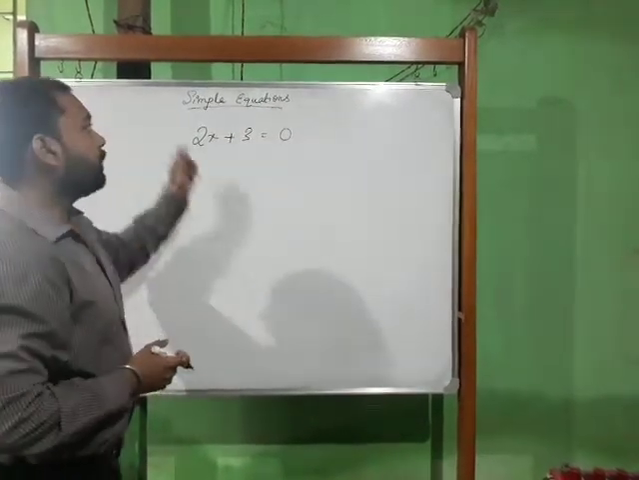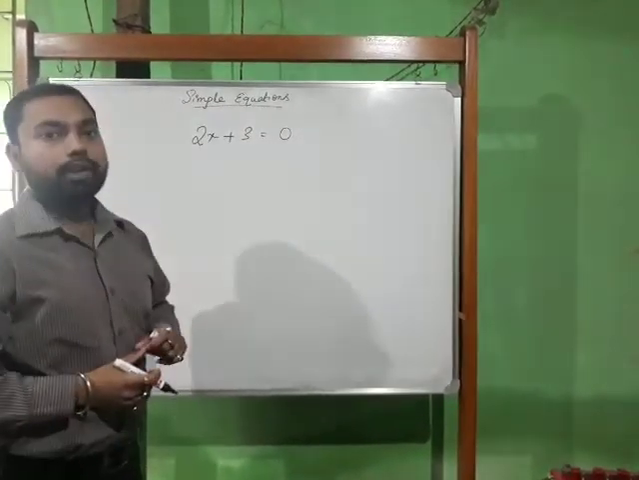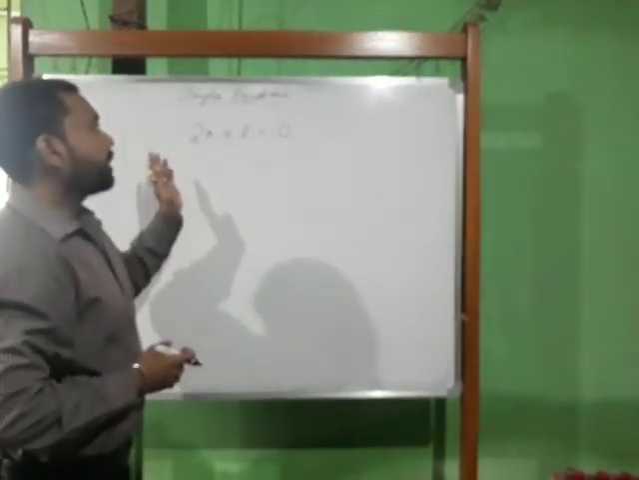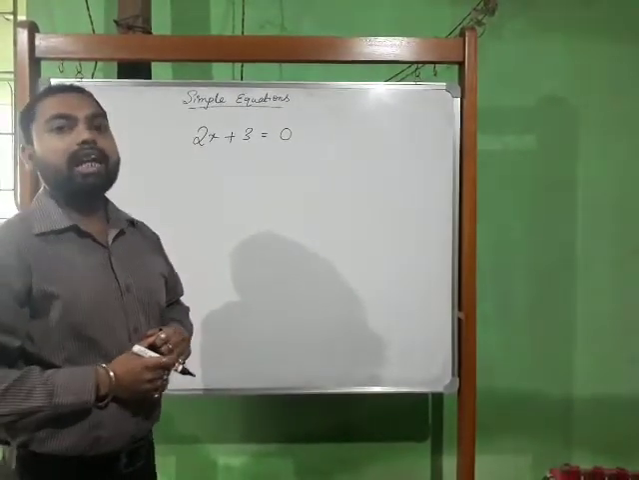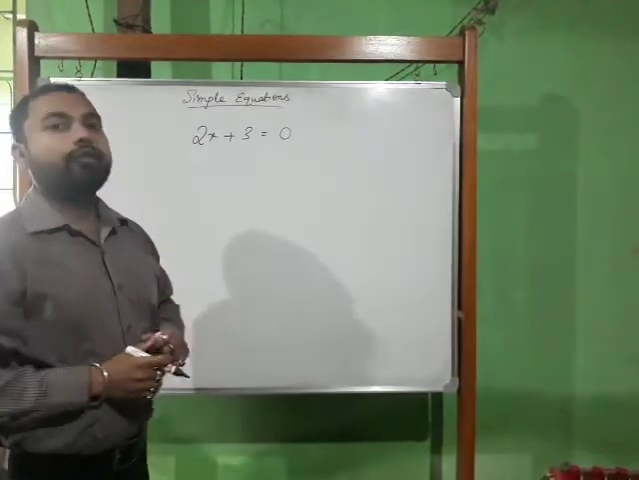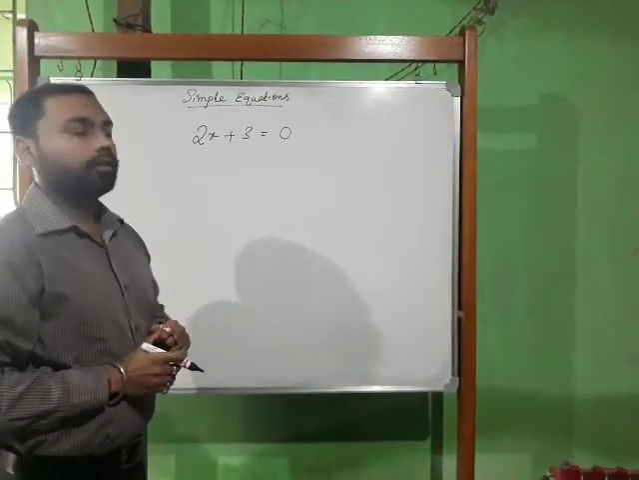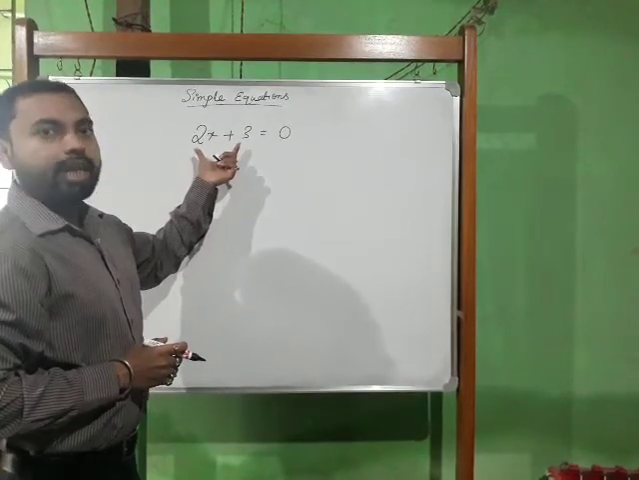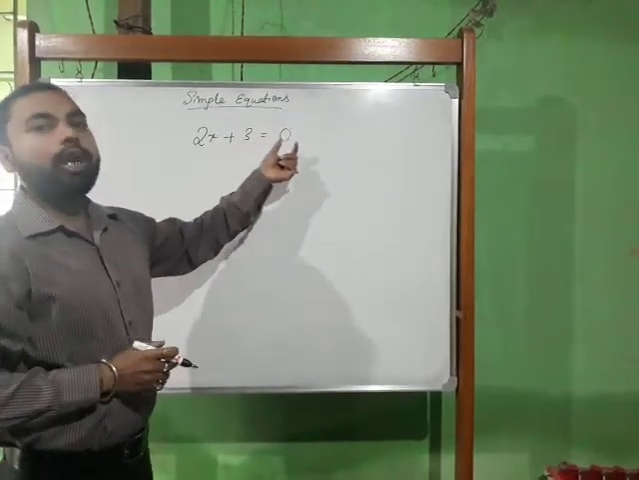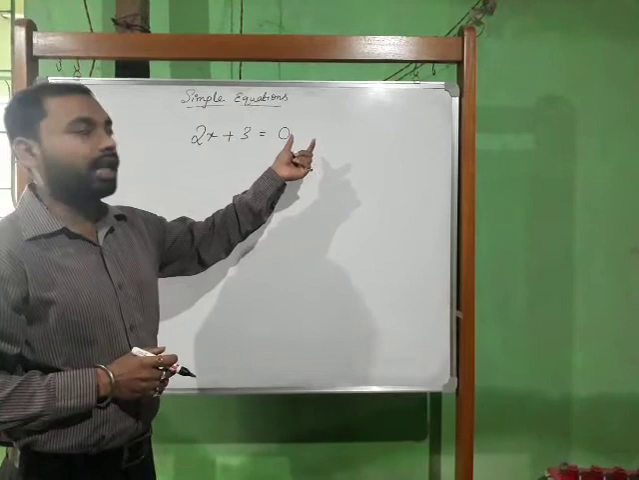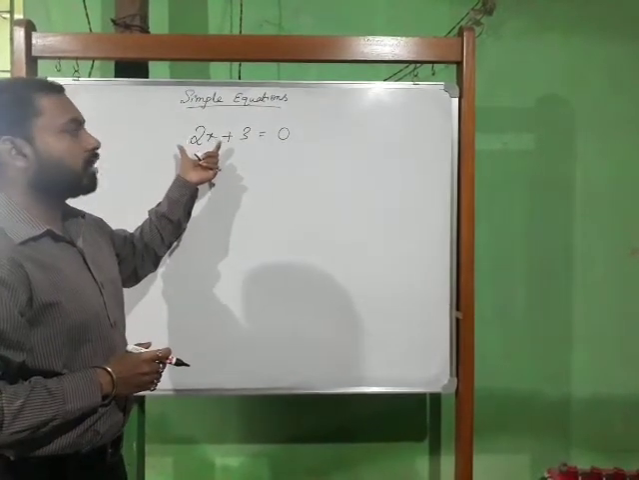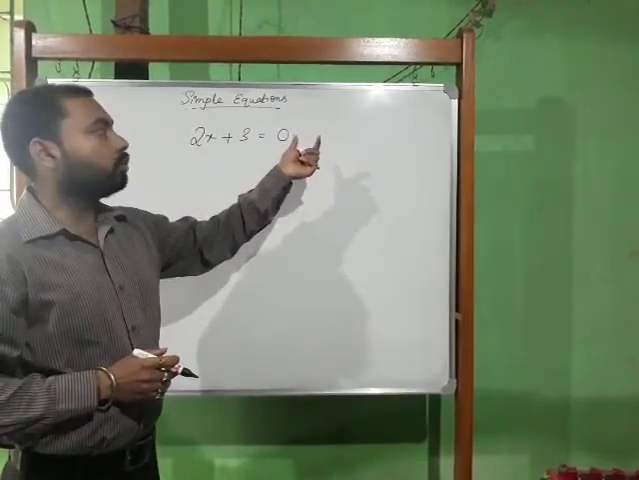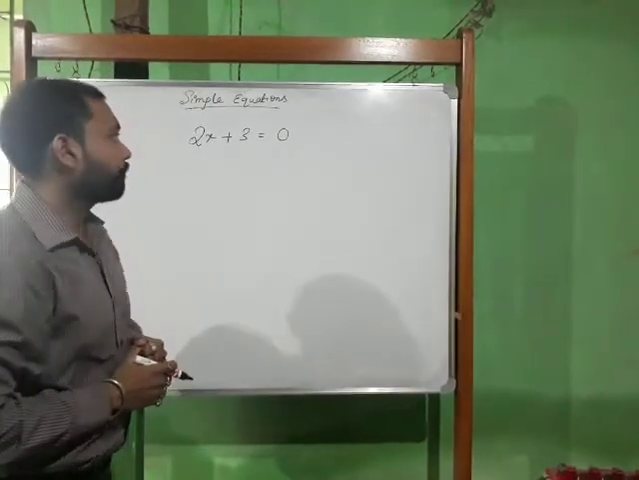Now if I say what a simple equation is, then you can say a simple equation is a condition on a variable such that the left hand side of the equation is equal to the right hand side of the equation. That is, the left hand side of the expression will be equal to the right hand side of the expression.